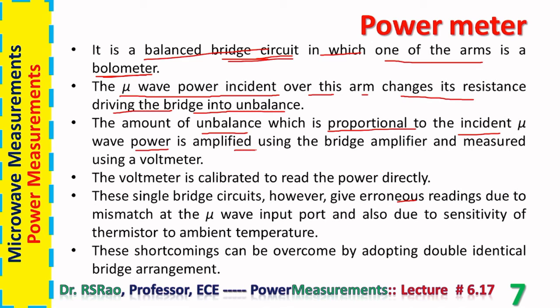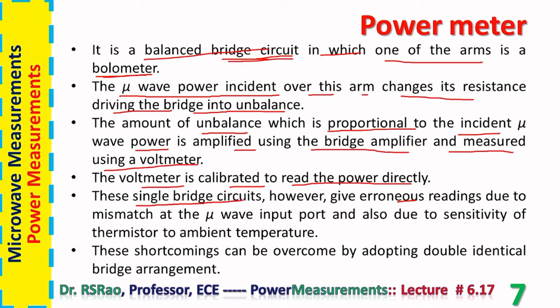It is amplified using a bridge amplifier and measured using a voltmeter. Deflection in the voltmeter, therefore, is an indication of the incident power over the temperature sensitive arm. The voltmeter then can be calibrated to read the power directly.